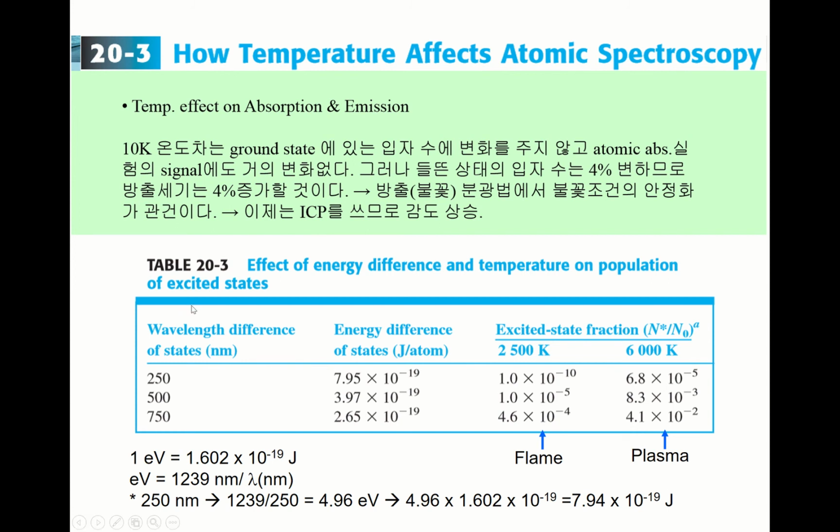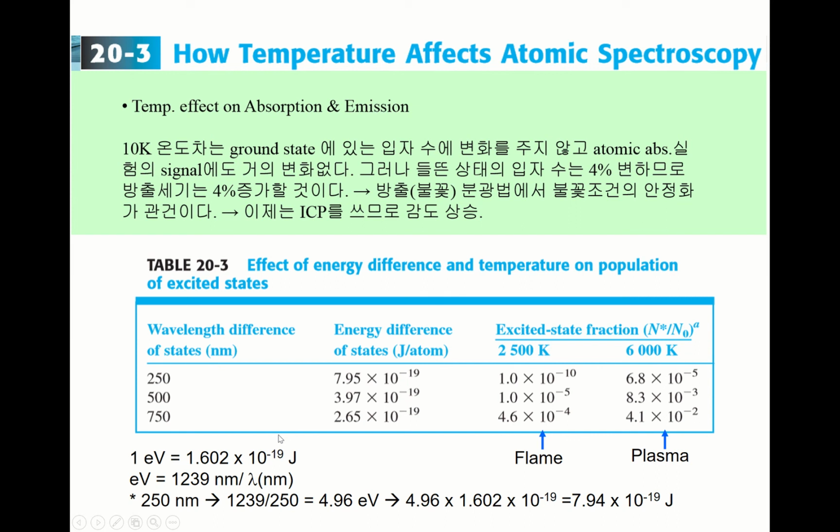Look at this table. It shows the effect of energy difference and temperature on the population of excited states. Here is the wavelength difference. We can translate this wavelength difference into energy difference in joule per atom, and here I put my calculation. For example, a 250 nanometer wavelength difference corresponds to this much energy difference.